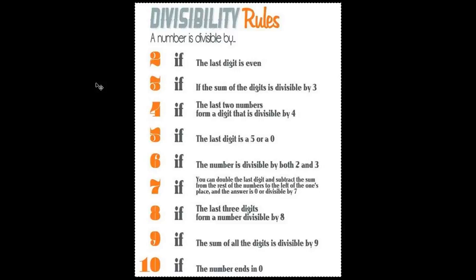It's divisible by 8 if the last 3 digits form a number divisible by 8. And a number is divisible by 9 if the sum of all the digits is divisible by 9. And it's divisible by 10, of course, if it ends with a 0. Okay, so let's talk about factor pairs.